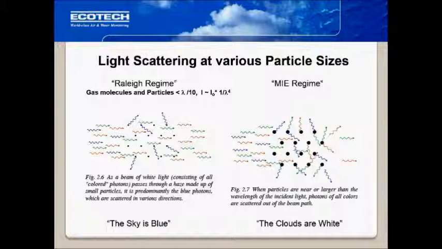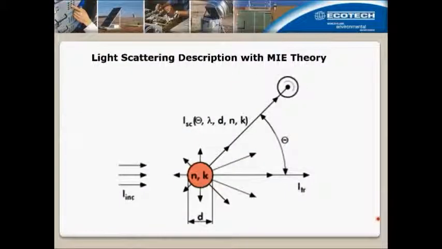When you look a little bit closer, you have the incoming light to a particle. The particle scatters the light at a given angle, and you have a detector here that measures the intensity. The intensity depends on the scattering angle, the wavelength of the light, the diameter of the particles, the refractive index of the particles, and the imaginary part of the refractive index, so you have some absorption with it too.